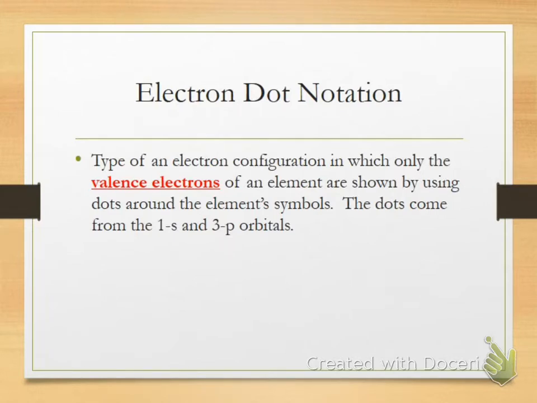Electron dot notation. This is going to be a way that we present just the valence electrons, because the core electrons aren't doing anything. They're just hanging out, and what's going on? Let's watch this party happen. So we care only about the valence electrons, so we draw those as electron dots. And again, we're only looking at the outermost S and P.